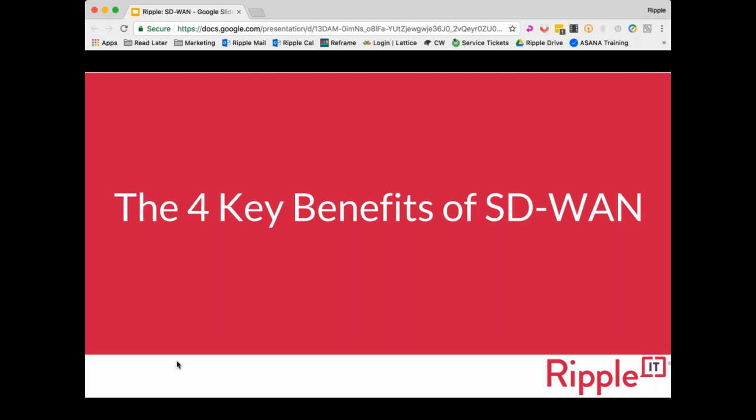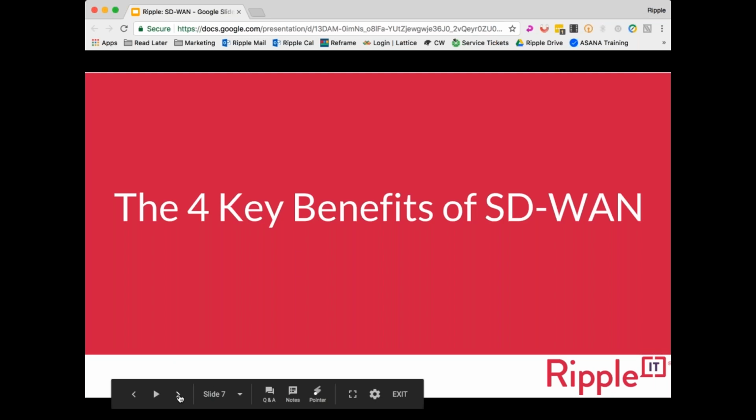If you're just looking at strictly from a dollars and cents perspective, chances are it's not going to be cheaper. However, the benefits may outweigh that depending on your business case. Absolutely. I agree. Perfect. So let's talk about these 4 key benefits.